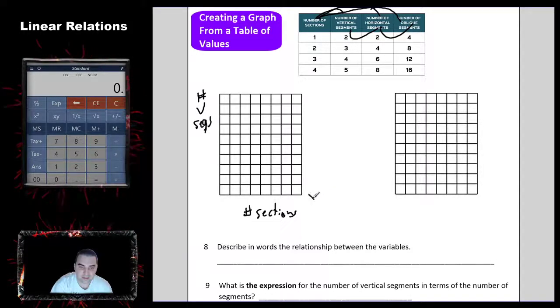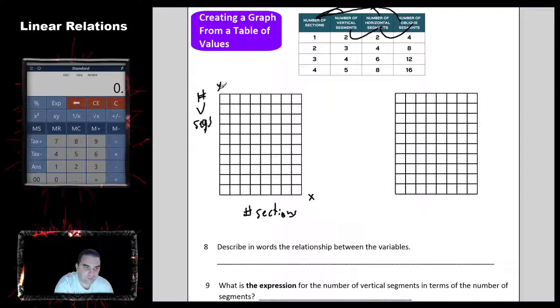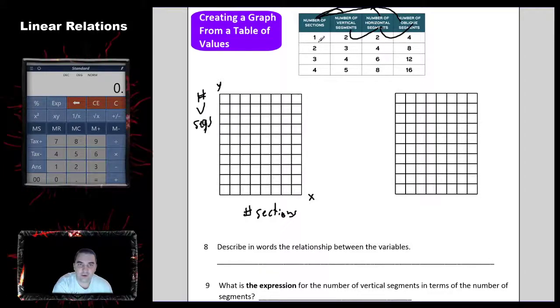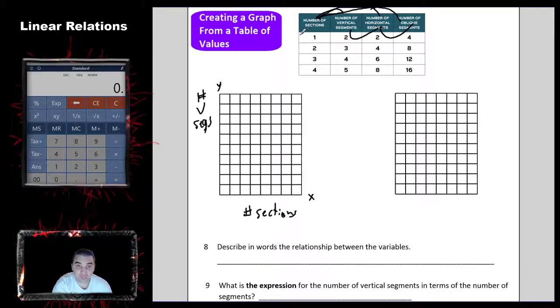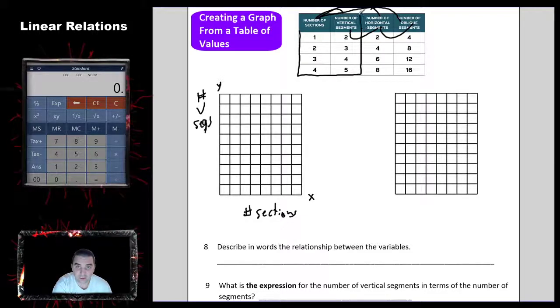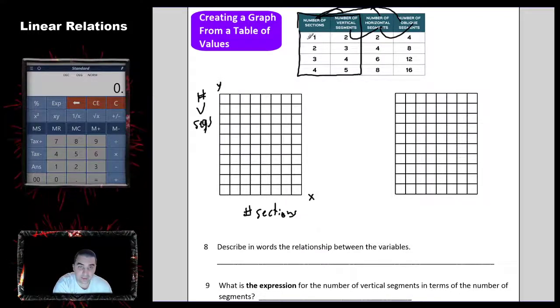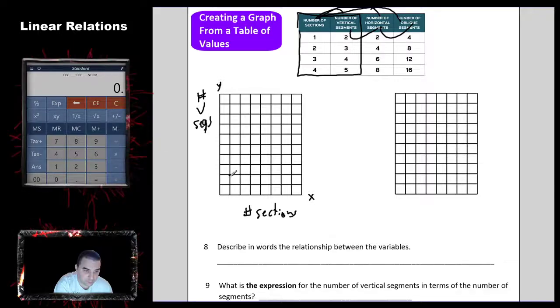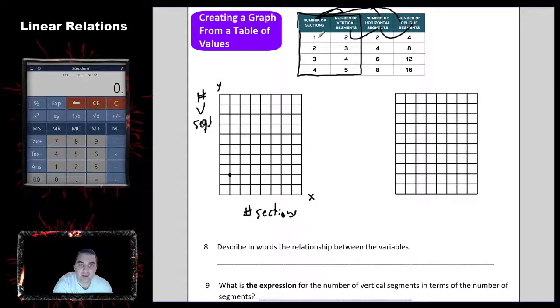All right, and these are going to be my x values, and these are going to be my y values. So if I was going to plot these points, I'm looking at these right here. Then my first x value would be 1, and it would meet where y is 2. So 1, 2. I've got a point right here. And then I have 2 and 3. Then I have 4 and 5.